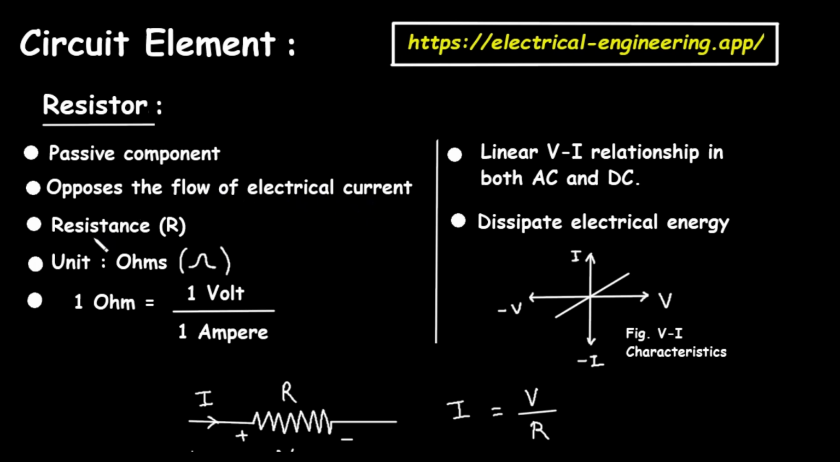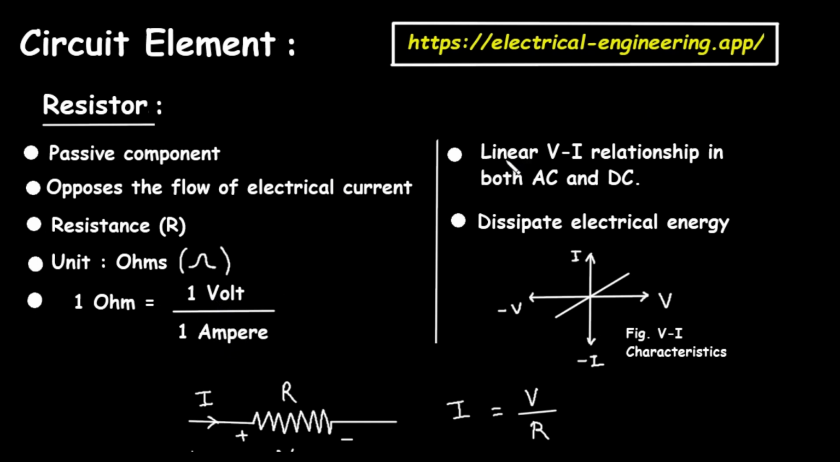Now resistance is denoted by capital R. What is resistance? Resistance is the property of any material or component that opposes the flow of electric current. It tells us how hard it is for current to flow through. The unit of resistance is ohms, and it is denoted by the symbol omega. Here we can see 1 ohm is equal to 1 volt divided by 1 ampere.